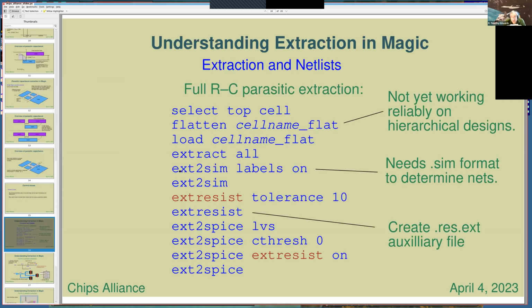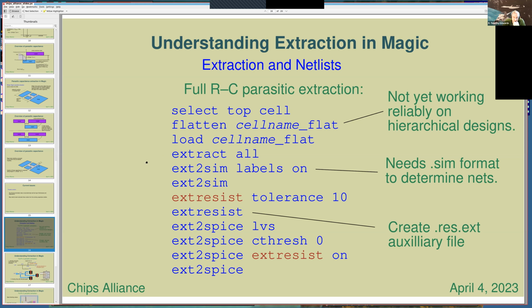So onward to the full RC parasitic extraction. This is the fairly lengthy set of commands in Magic that you need to do a full RC extraction. I am still at the state where I don't trust what it does if it's hierarchical. And so I recommend that you flatten the cell before you do a full RC extraction.